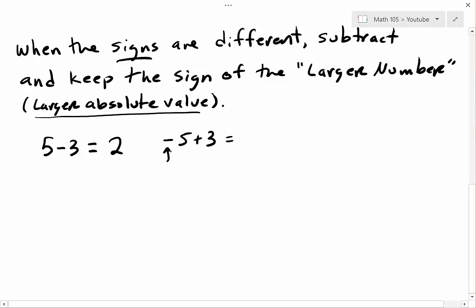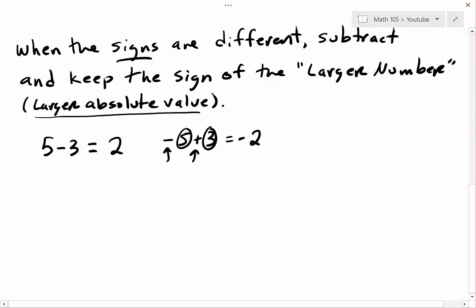Well, the signs are different. If the signs are different, what do you do? You subtract. Okay, you subtract. 5 take away 3 is 2. And then you keep the sign of the, quote, larger number. Between 5 and 3, which is the larger number? 5. Okay, so we put the sign of the larger number, in this case, it's going to be negative.